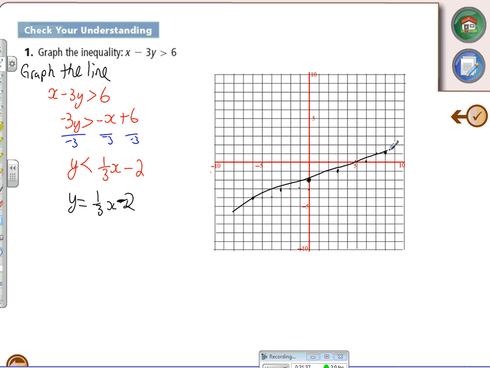Oops. That's not looking so great. But there's your line. We label this, and we have to decide, is it a solid line or a dotted line? Well, was the original question equal to? No. Because it was not equal to, the line's not going to be solid, so we are going to do a dotted line. So it's going to look like that. A dotted line.